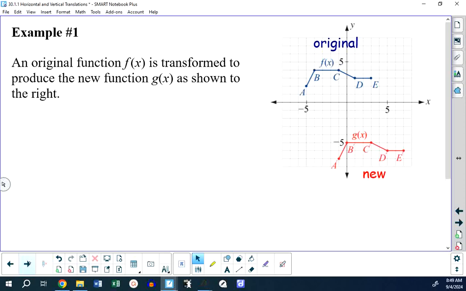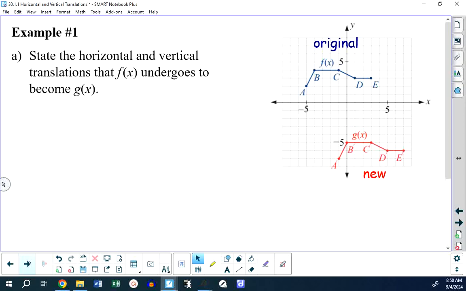I don't like to use the phrase transformed function, because transformed can be a verb or an adjective. If I use the word transformed as a verb, I'm talking about transforming f of x. I'm saying f of x is the thing that's transformed. But if I use the word transformed as an adjective, then g of x is the transformed function. English is tricky, trickier than math, I think. Okay? So I like original and new.